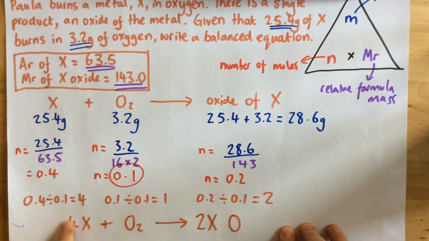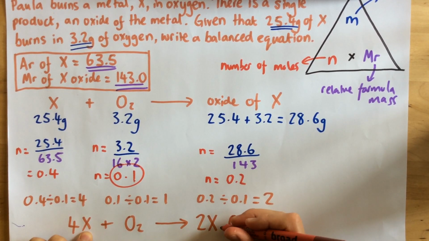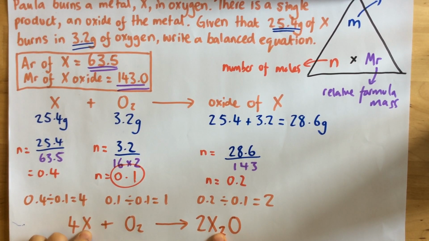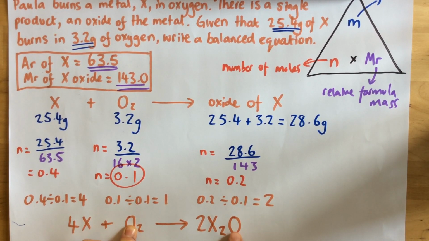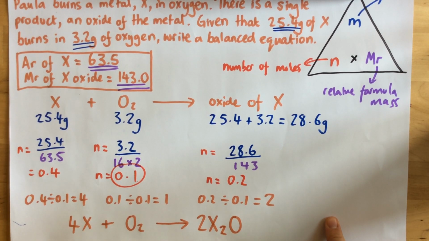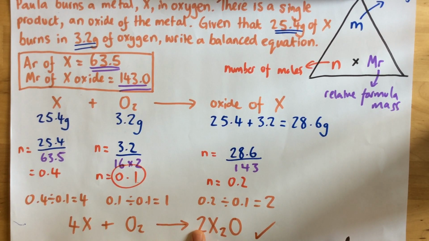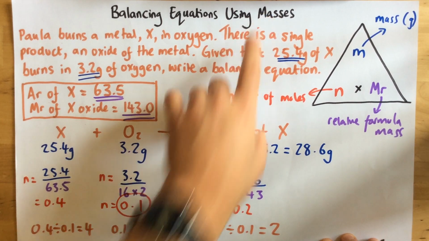So I know I've got 4 X's. So if I've got a 2 in front of here, I know I must have 2 lots of X to make 4 in total. On the left-hand side of the equation, my reactants, I've got 2 oxygen atoms. Because there's a 2 in front of here, I know I've already got my correct number of oxygens, so I don't need to put a little number here. So as a result, that is the balanced symbol equation right there: 4X plus O2 goes to 2X2O. So that is how to balance equations using masses.